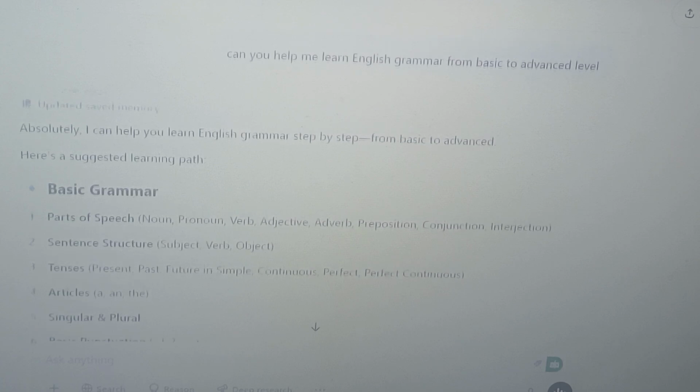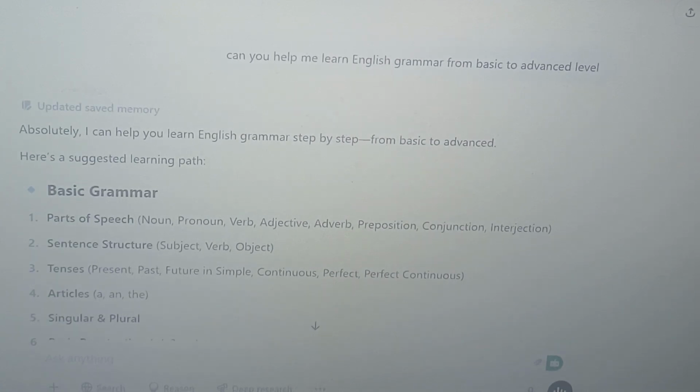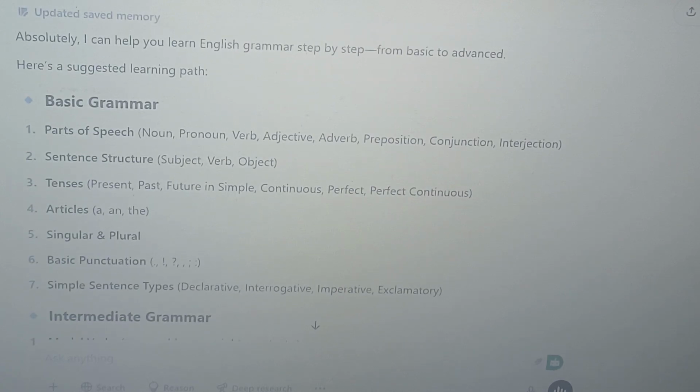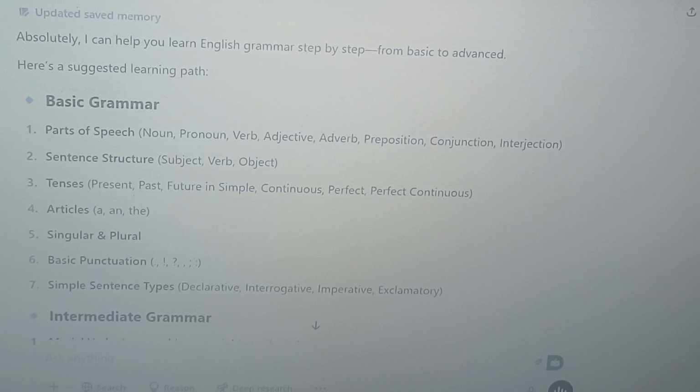Ask ChatGPT to help me learn basic English grammar. So let's see what are the basic topics ChatGPT has suggested. Basic grammar, parts of speech, that's noun, pronoun, verb, adjective, adverb, preposition, conjunction, and interjection. Sentence structure, subject, verb, object, tenses, present, past, future, simple, continuous, perfect, perfect continuous. Articles, a and the, singular and plural, basic punctuation, simple sentence types, declarative, interrogative, imperative, exclamatory.